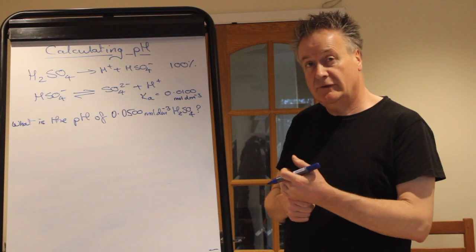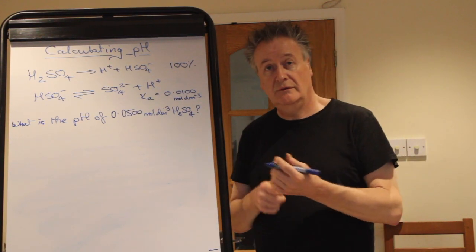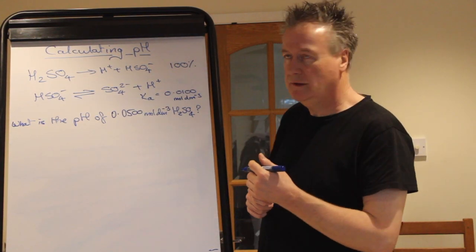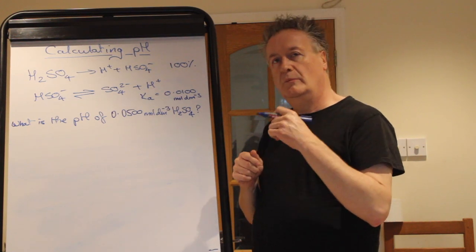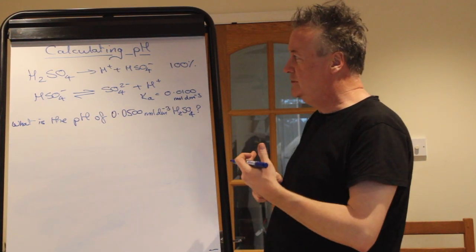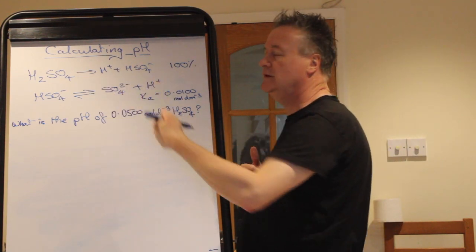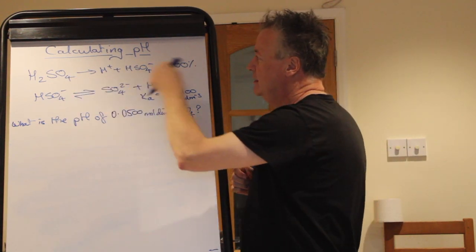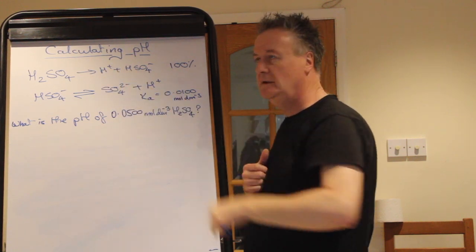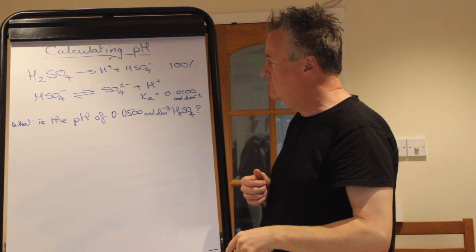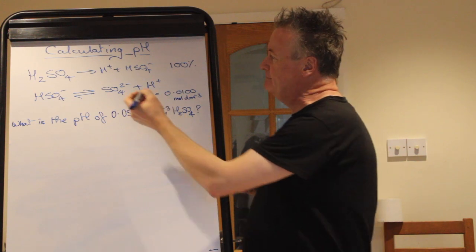So here we are with sulfuric acid. Sulfuric acid is a dibasic or diprotic acid, but the first ionisation, we think of it as a strong acid. The strong acid bit is really about the first ionisation. The strong acid part, 100% split up into hydrogen ions and hydrogen sulfate ions.